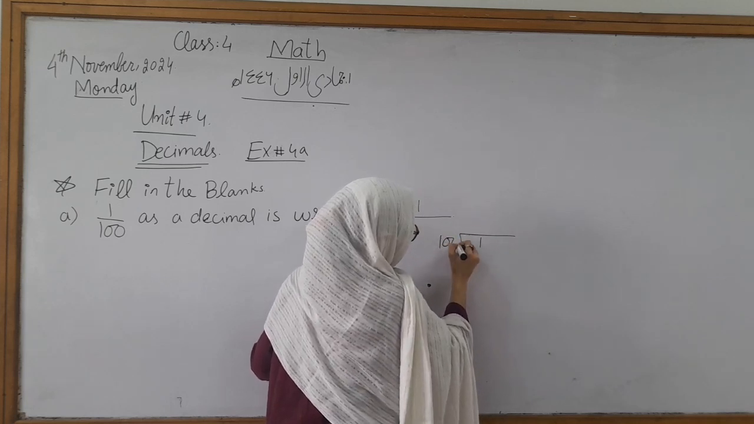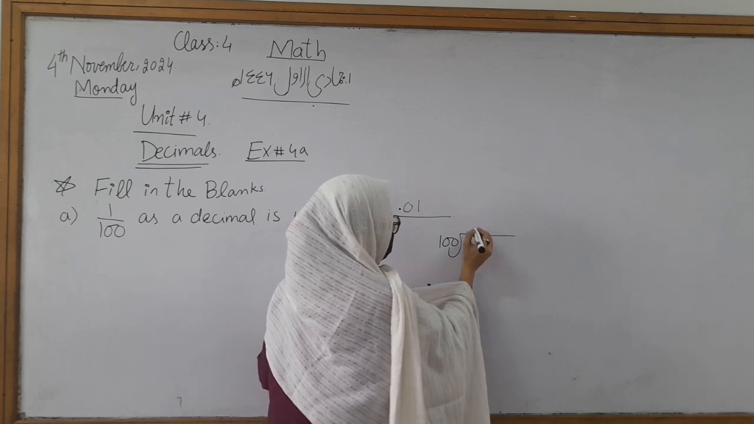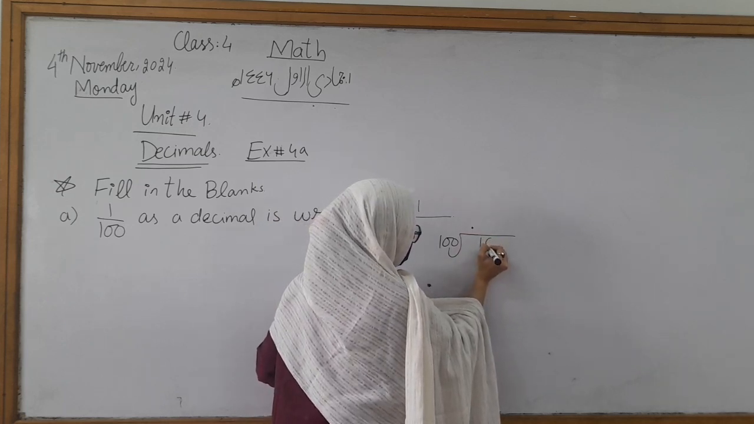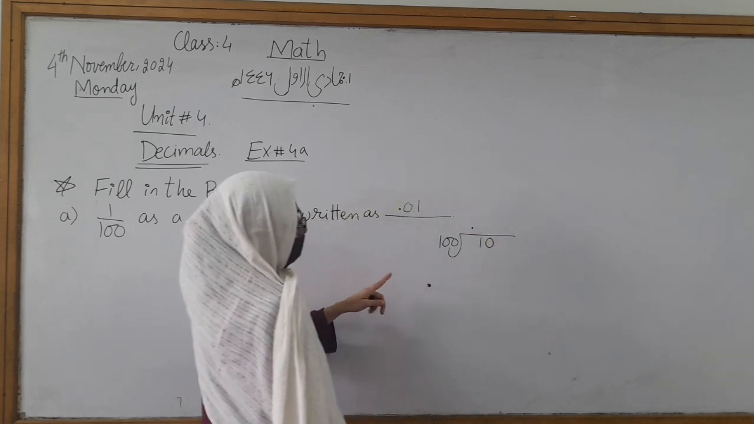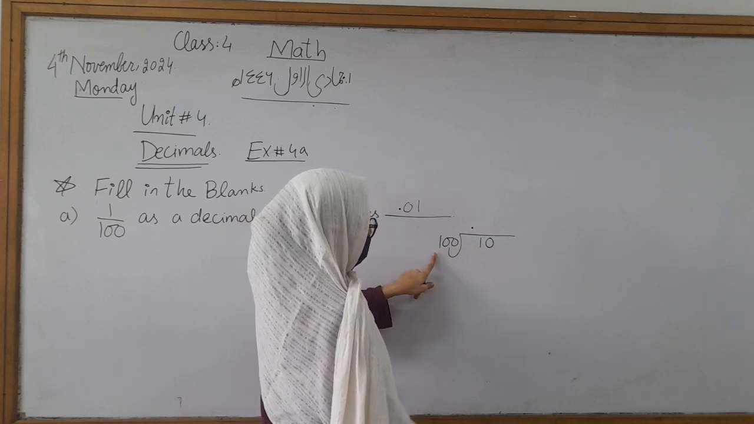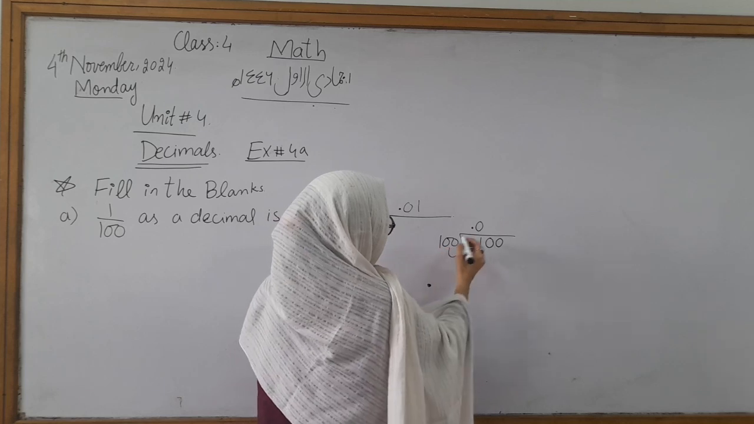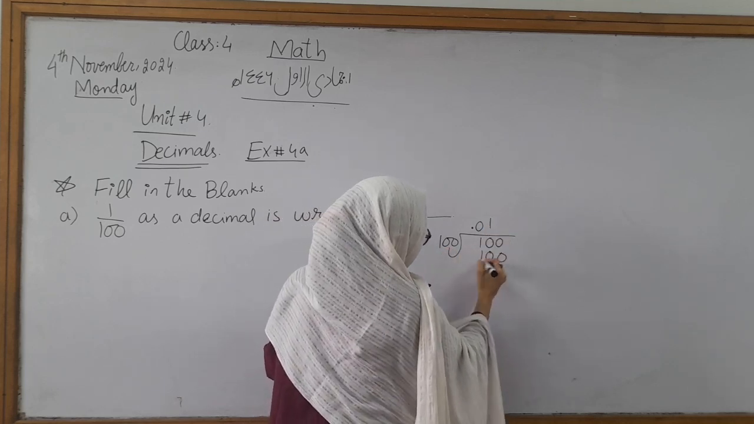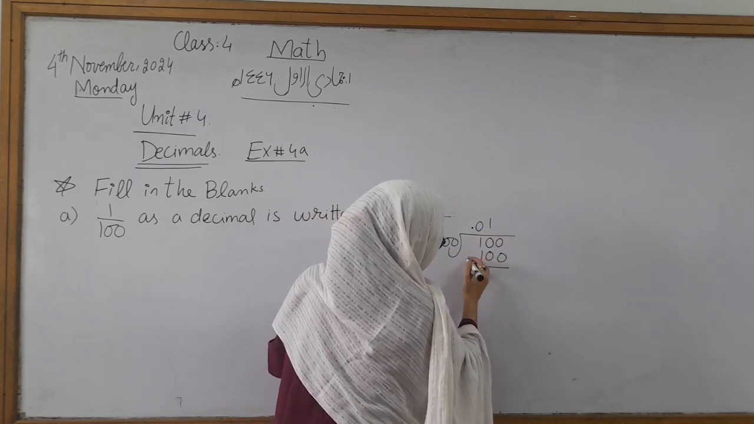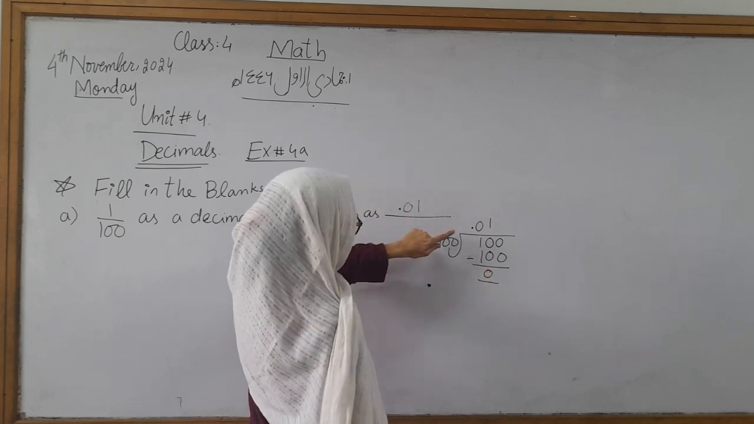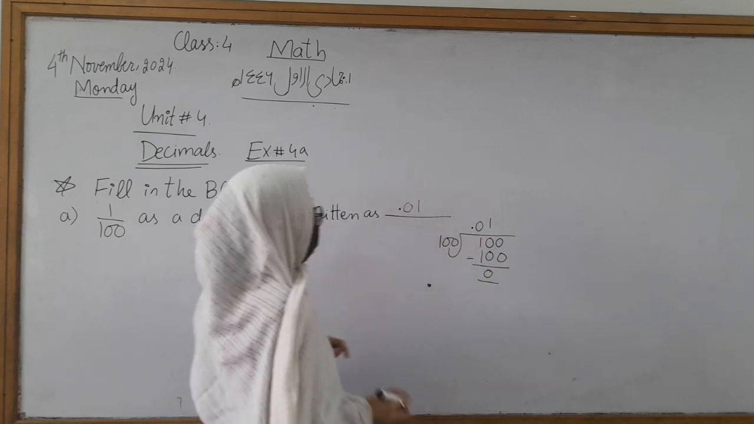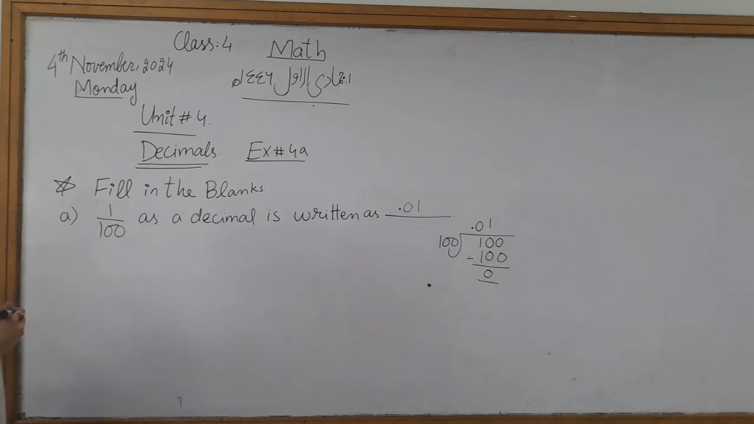1 and 100. So 1 is smaller than 100, but you will simply add point here and write 10. But you can see that 10 is smaller than 100, so you will add one more 0 and one more 0. So 100 ones are 100. As you can see, the answer is 0.01. So this is the hint for you: when we have 2 zeros in 100, you have to write 2 values after the decimal point.